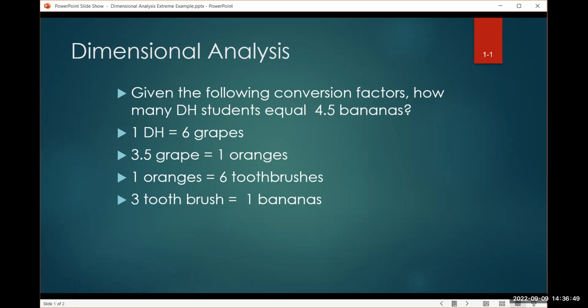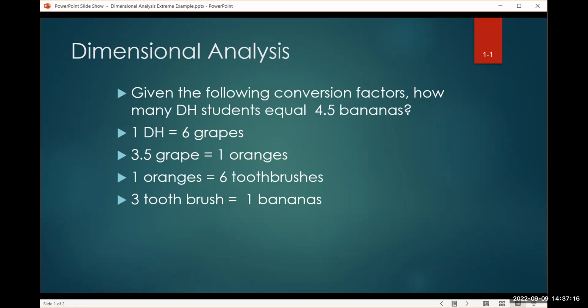Specifically, what I was saying here is, all right, given the following conversion table factors, 1 DH is equal to 6 grapes, etc., determine how many dental hygiene students is equal to 4.5 bananas. And on the surface, it's like, well, that's crazy. And my response is, no, if you've got conversion factors, you can do it, okay? So those are my conversion factors.